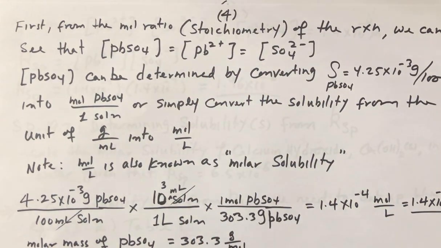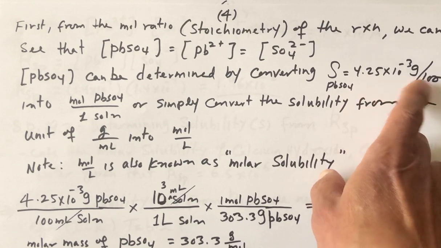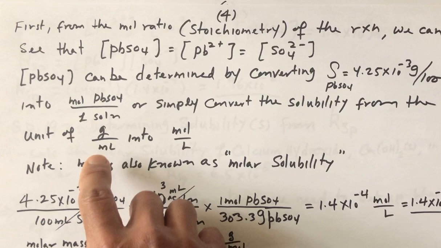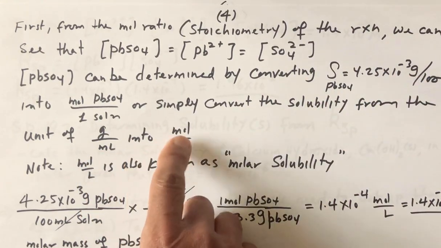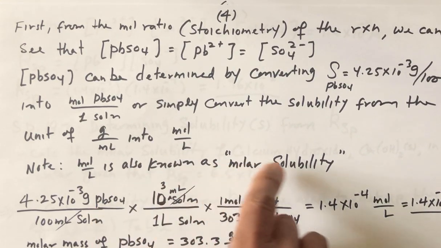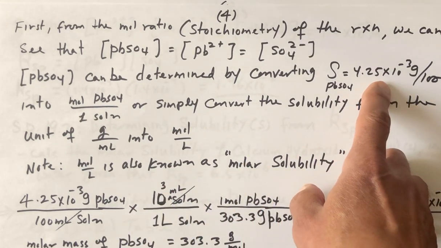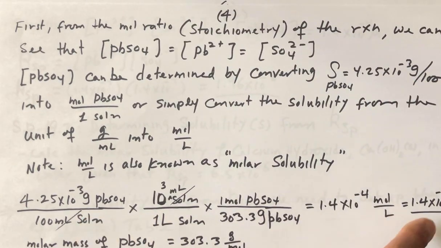So the concentration of PbSO4 can be determined from the information given to us in terms of grams per 100 milliliters of solution. So basically what I've done here is described that we need to convert the grams per 100 milliliters of solution into moles per liter. This moles per liter is also known as the molar solubility. So what I'm going to do now is convert this number to this unit, moles per liter.